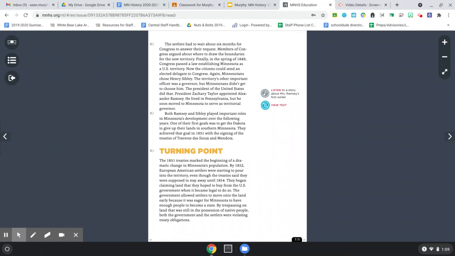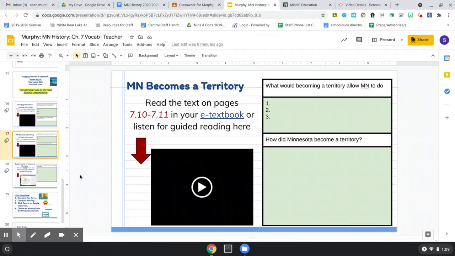One of their first goals was to get the Dakota to give up their lands in southern Minnesota. They achieved that goal in 1851 with the signing of the treaties of Traverse des Sioux and Mendota. Go ahead and head to slide 17 now and answer the two questions about how Minnesota became a territory.